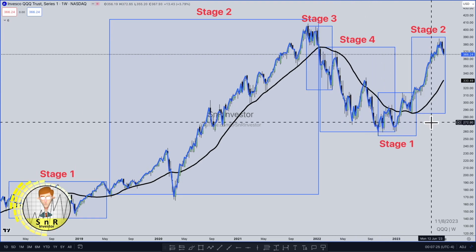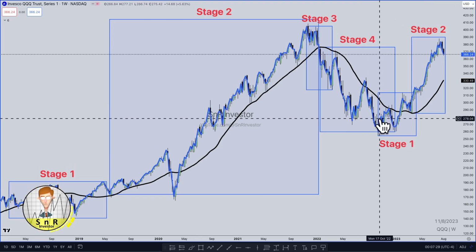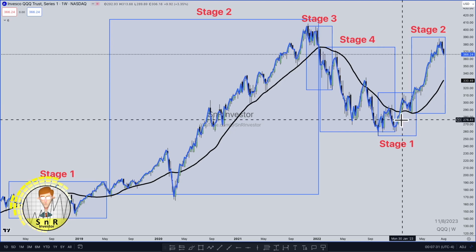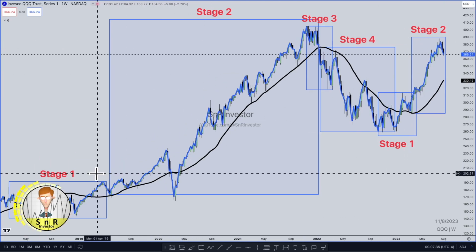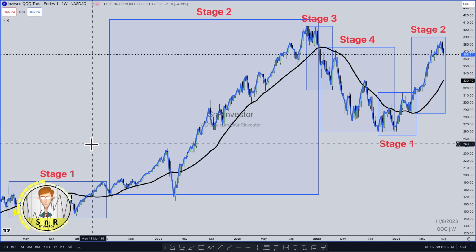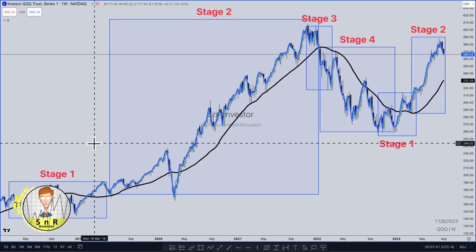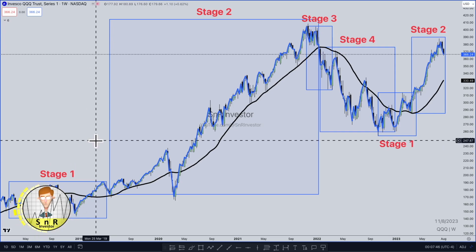In between 2022 to early 2023 we have a very small and short stage 1 before price moved back into stage 2 again. So you could have taken different advantage of these stages to dollar cost average into QQQ, or to invest a lump sum during the transition between stage 1 to stage 2 and so forth.